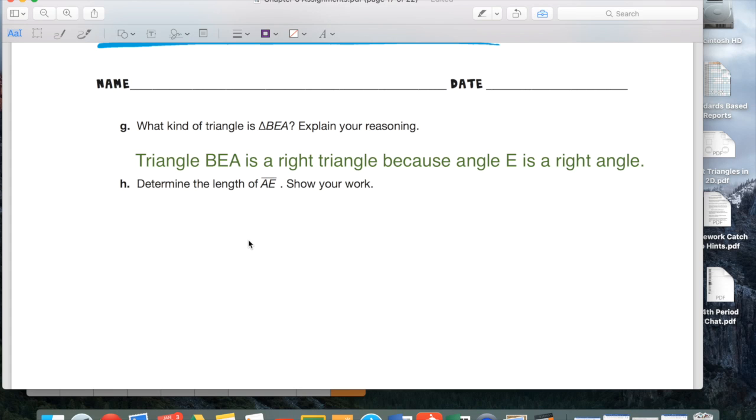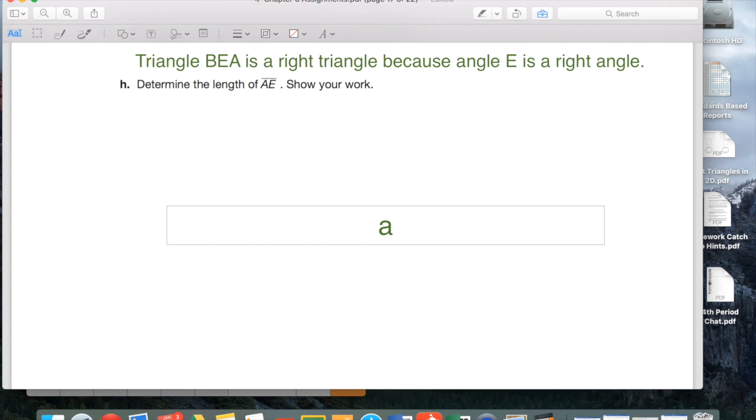Determine the length of AE and show your work. So A is 8 millimeters, B is our unknown, and C is 10 millimeters.